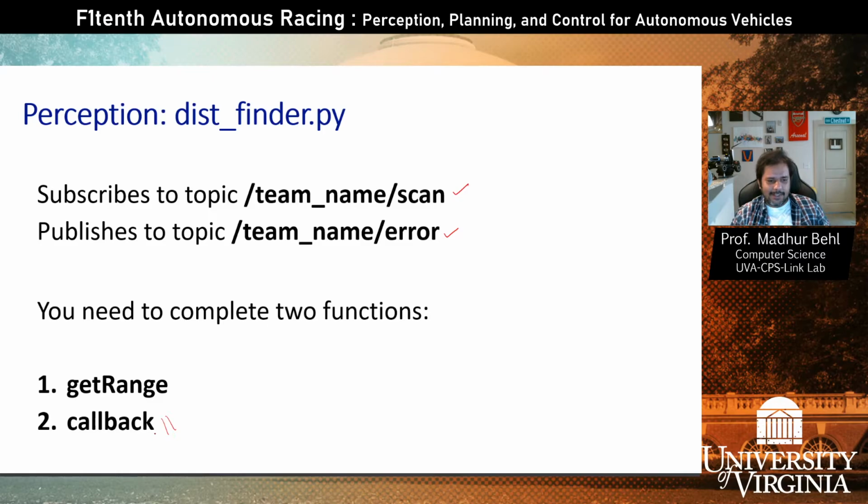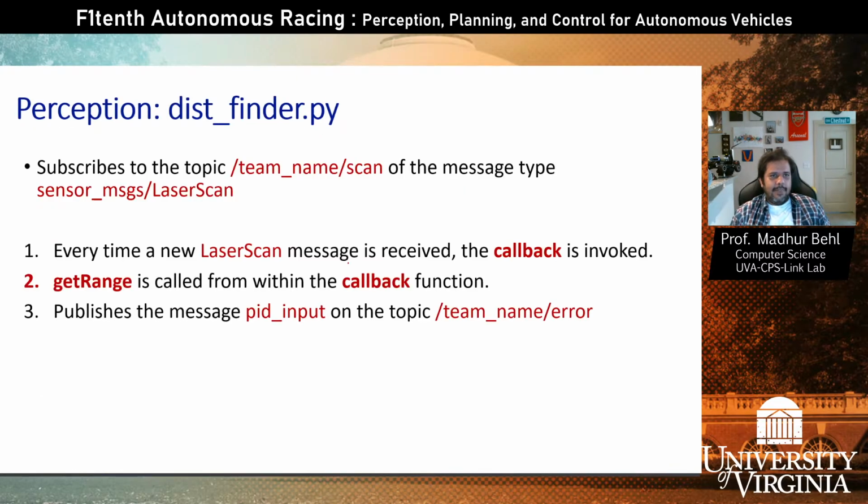So you can guess that the callback will be invoked every time we get a new scan message, because that's associated with the raw subscriber. So every time a new laser scan message is received, the callback function is invoked. Within this callback function, there is another function called getRange. This getRange function is computing the A, B, and the CD of that diagram that I showed you. Then the callback function is computing the error, and we are publishing this error of the message type PID input on this topic called team name /error.